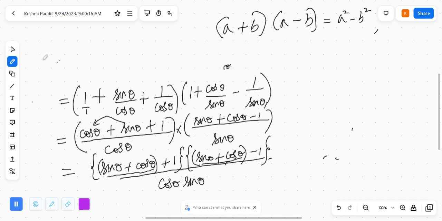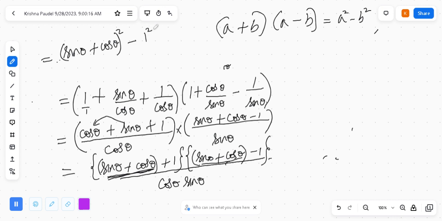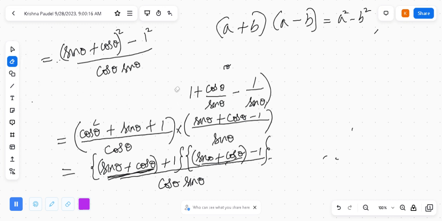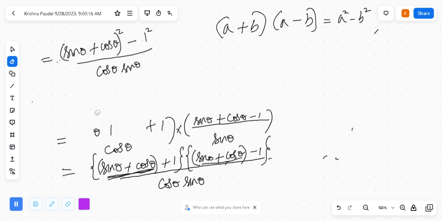So let's use that. If we are considering this sine theta plus cos theta whole thing to be a, then according to the formula it should be a square minus b square, and the denominator will be cos theta into sine theta. So see how we have used the algebraic identities. We need to know a few things from before, like algebraic identities, algebraic formulas. We might use them anyway.